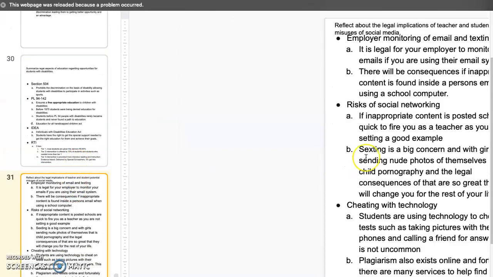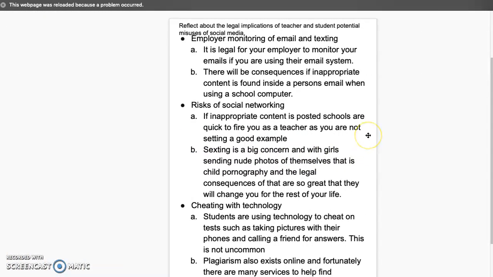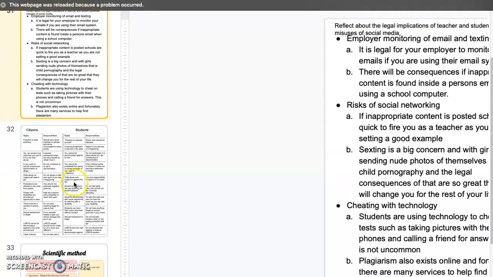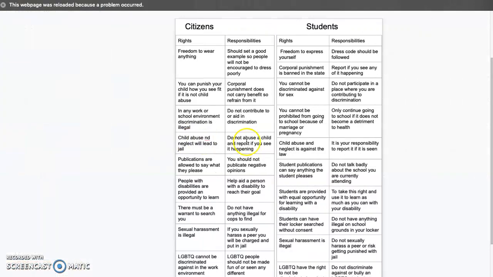Lastly, or second to last, I have employee monitoring of email and texting, and they can monitor anything that goes on in the school server. Social networking, you gotta watch what you post. And cheating with technology, students are doing it a lot more these days than they used to, with technology being big. And this is the table.